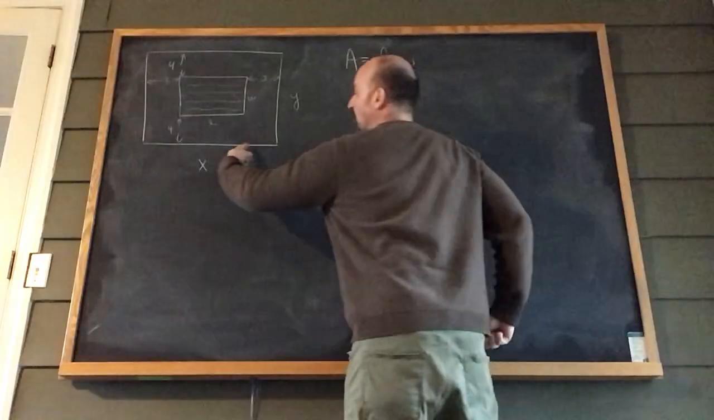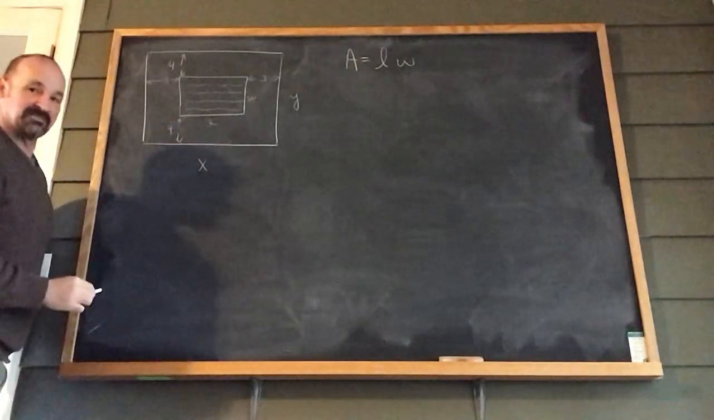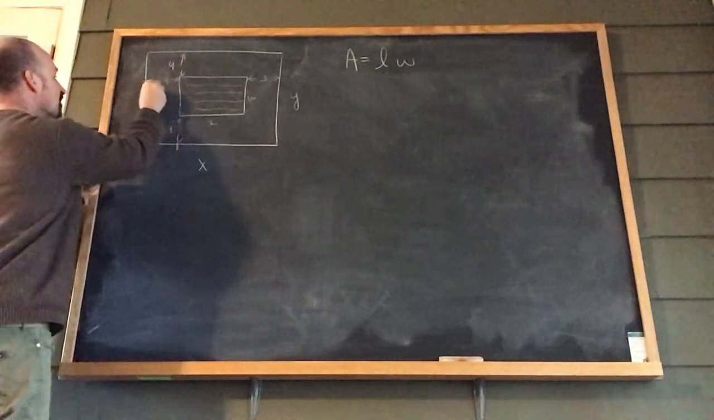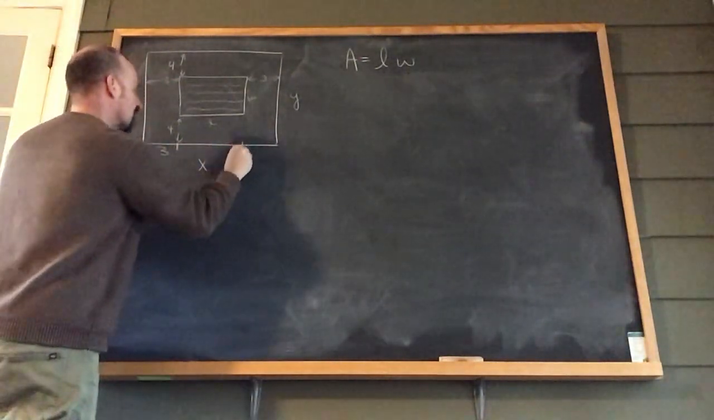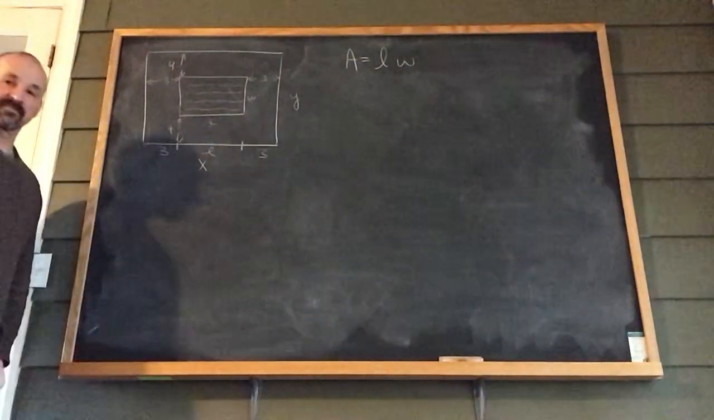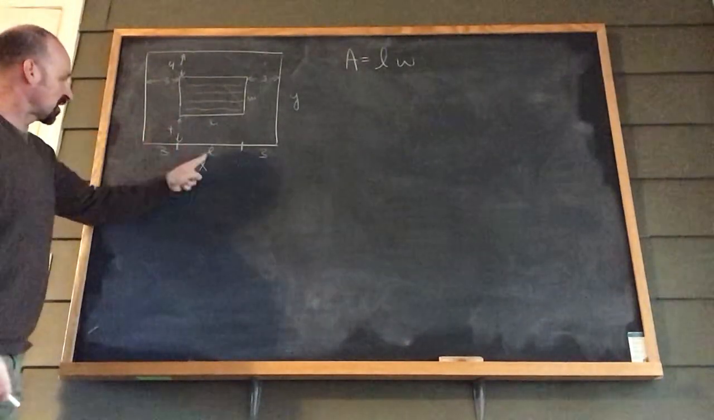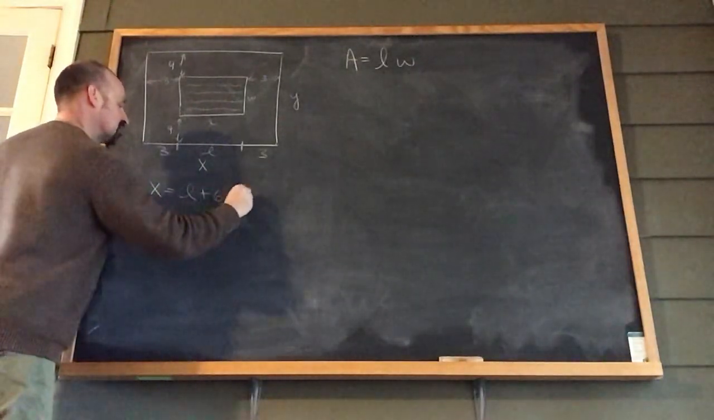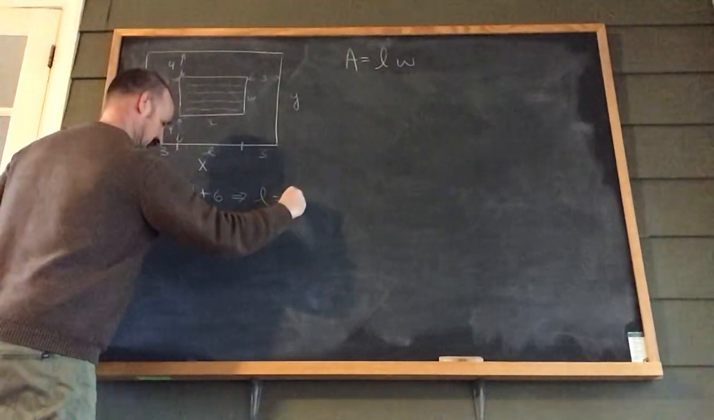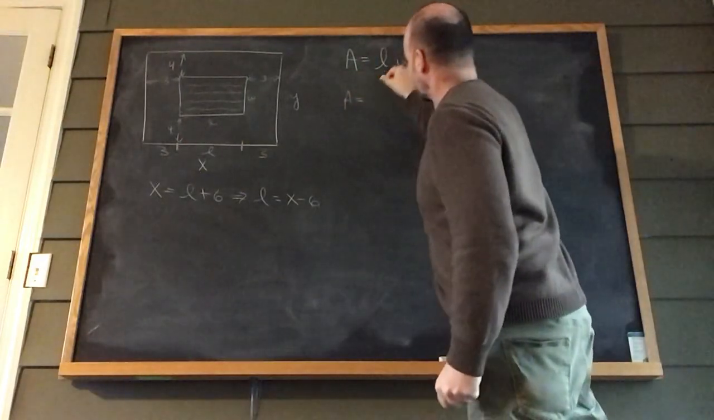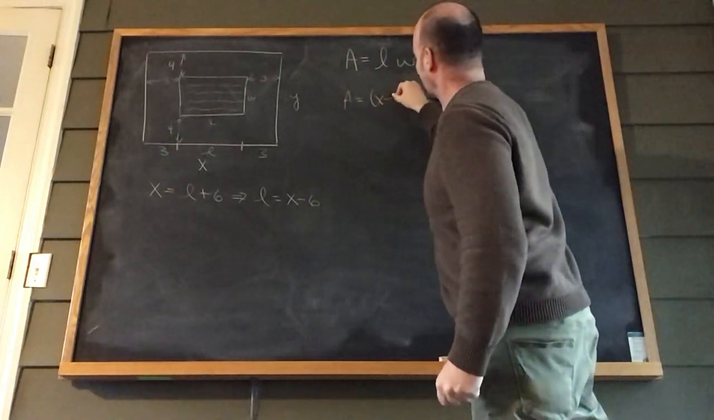So let me start with x. Right? Notice that this side x is made up of this piece, which is 3 feet, this piece, which is L, and this piece, which is 3 feet. So x is equal to 3 plus L plus 3. x is equal to L plus 6, which means L can be written as x minus 6. Okay. So I can replace this L with x minus 6.